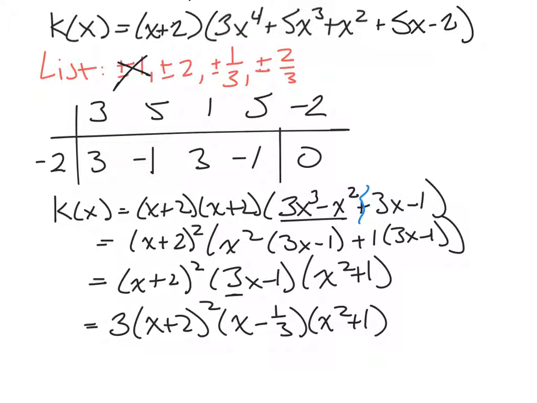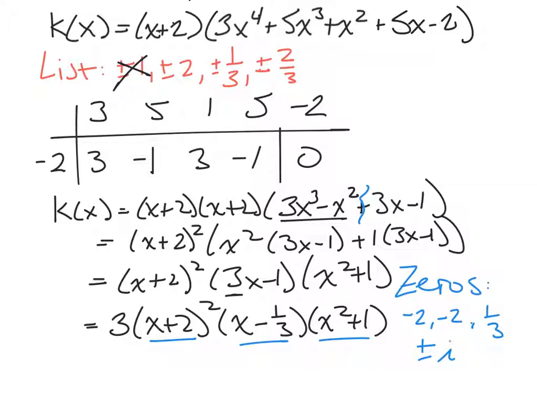So if you had to identify your zeros, looking at the last line, we got two of them here as negative 2 and negative 2. From this one, we've got 1/3. And from the last one, that'll be the square root of negative 1, which is plus or minus i. Since we have two negative 2's, that's called a double zero, but we don't have to write it twice. So we can just write those as our zeros.